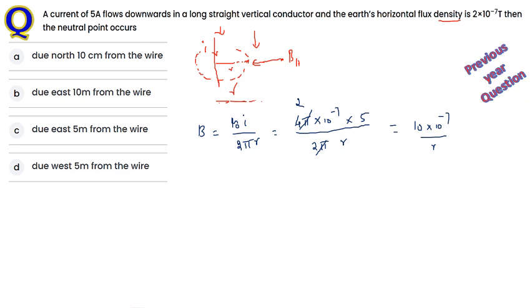So B will be equal to BH. Now already they have given the BH value here as 2 into 10 power minus 7, and this B value I just mentioned is 10 into 10 power minus 7 divided by R. That will be equal to 2 into 10 power minus 7. Now 10 power minus 7 and 10 power minus 7 will be cancelled here, so R is equal to 5. What you are getting here is 5 as the answer. So R is equal to 5 meter.